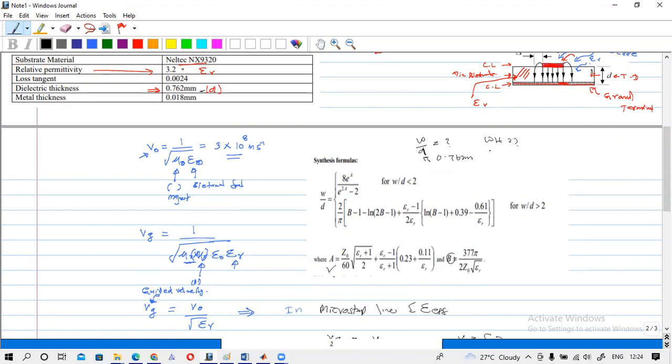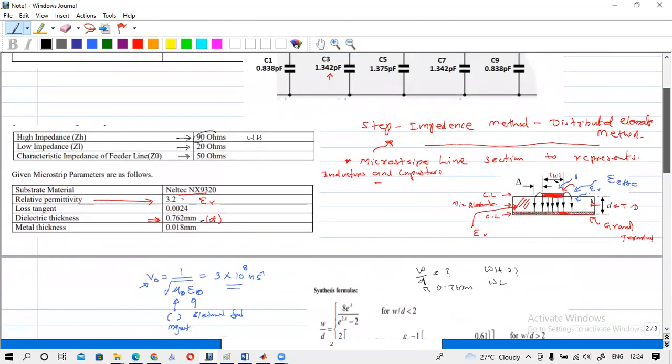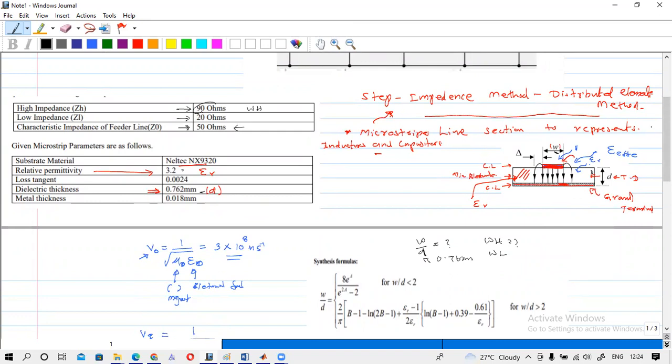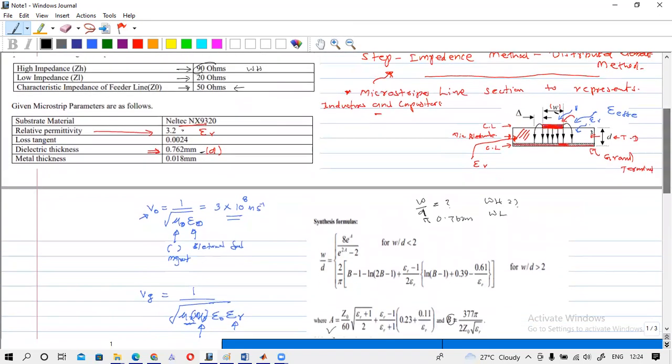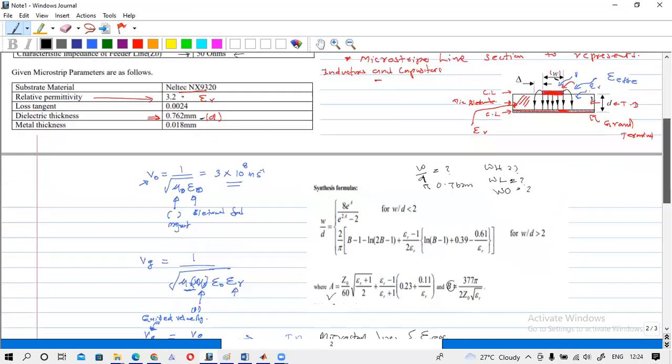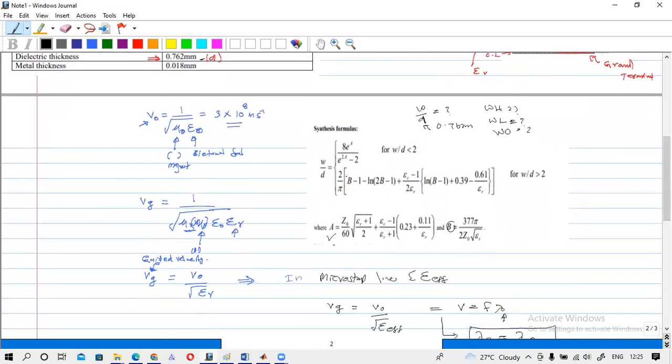In the same manner, you can calculate the low impedance line width WL, and also the width of the transmission lines used to feed the signal to the low pass filter, let's say W naught. So these three values you can calculate using the synthesis formula.